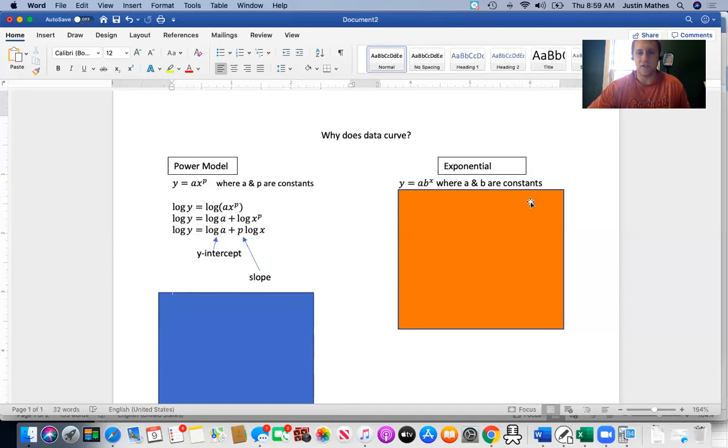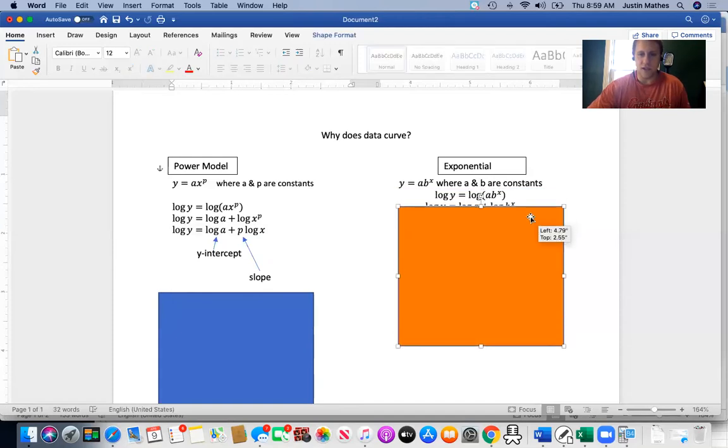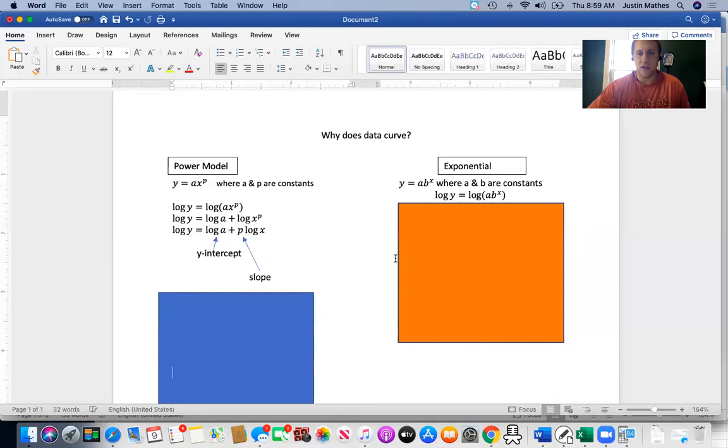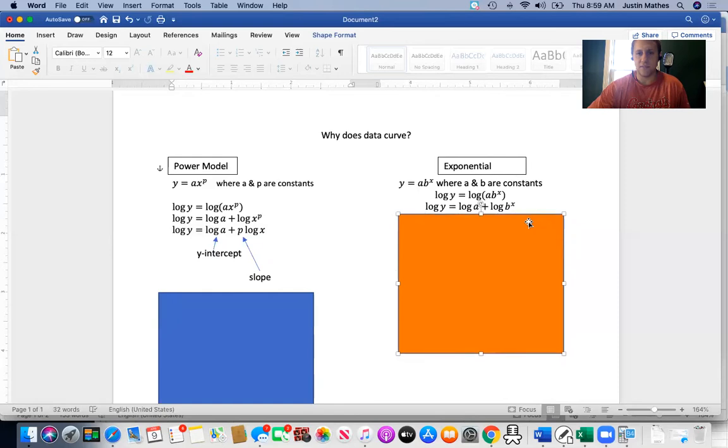Very similar process for exponential. Let's log both sides. That's going to give me log y equals log of a b^x. Again, I can split a b^x. Boom. Split those guys. Log y, okay. Again, x can come down front via the disco rule.